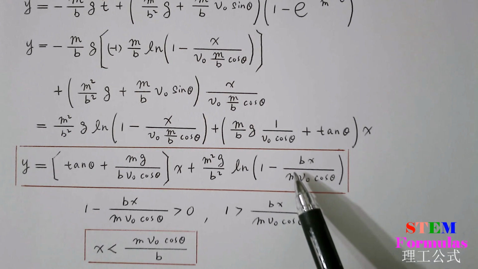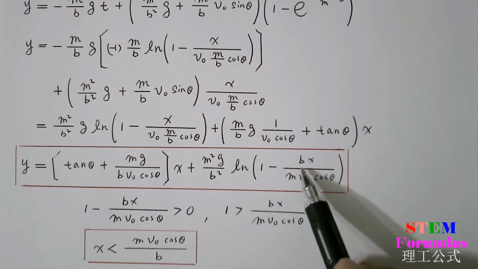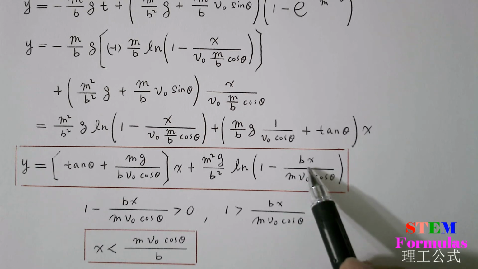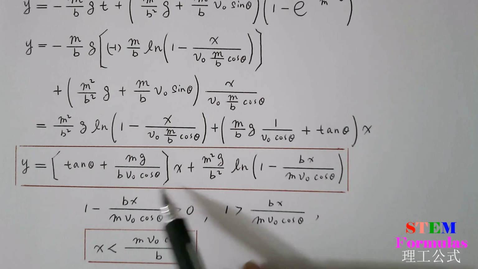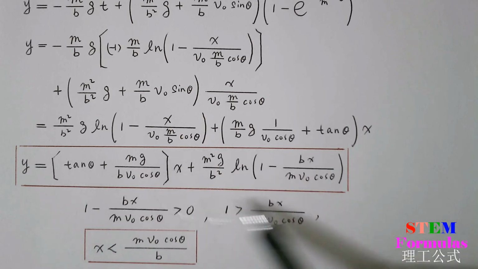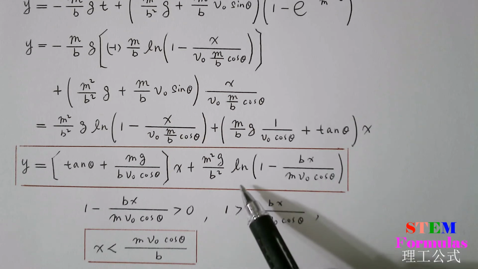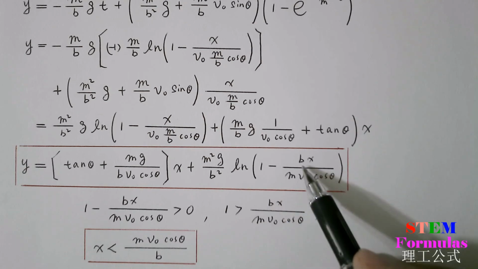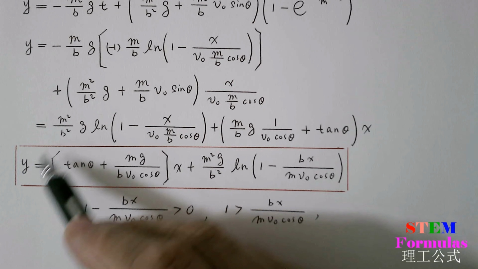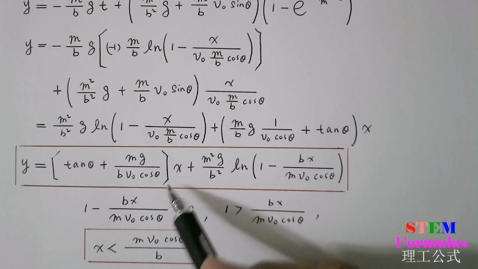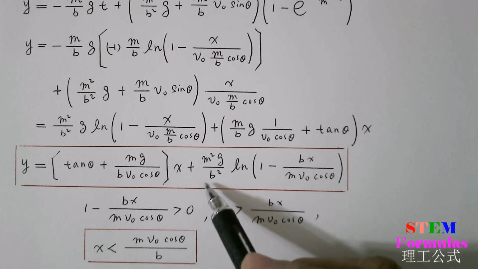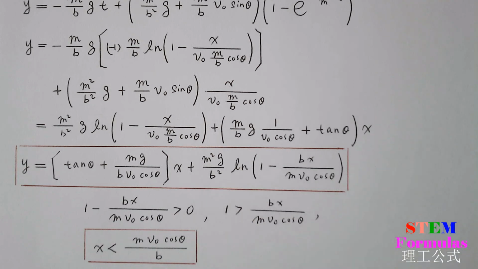Now, what happens if b approaches 0? In that case, when b approaches 0, this equation should reduce to the trajectory without air resistance. So we can prove that when b approaches 0, this trajectory equation will reduce to the trajectory equation without air resistance. Now we prove that.